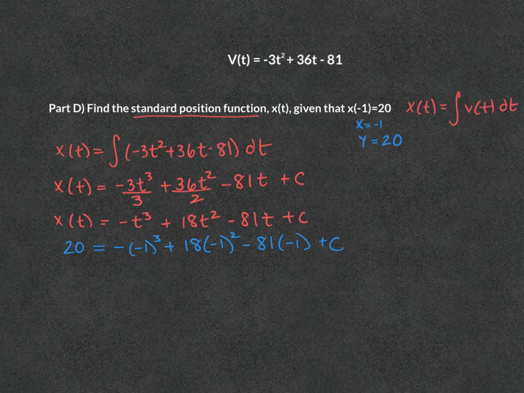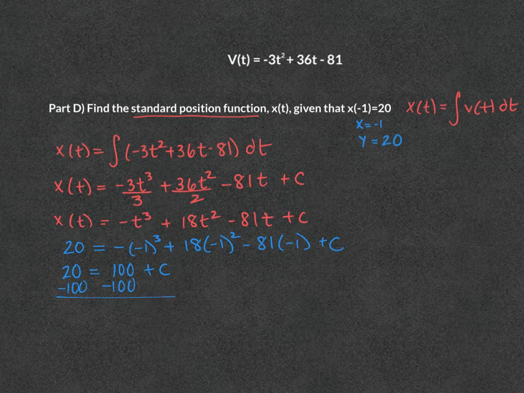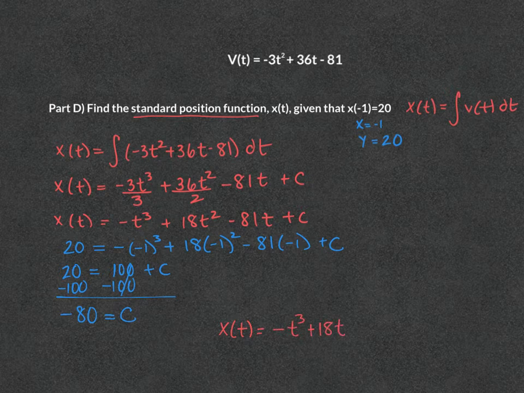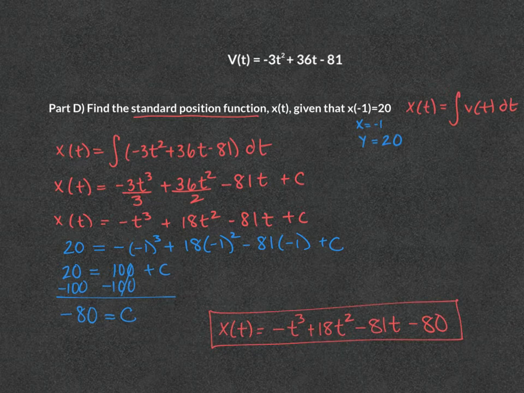All right, so when you type all of that in, you should be getting 100. So we should get 20 equals 100 plus c. And to solve for c, we just have to subtract 100. So negative 80 is equal to c. So my final answer for my x of t function is negative t to the third plus 18t squared minus 81t minus 80. And that is my final answer for x of t. All right, let's move on to the next part.